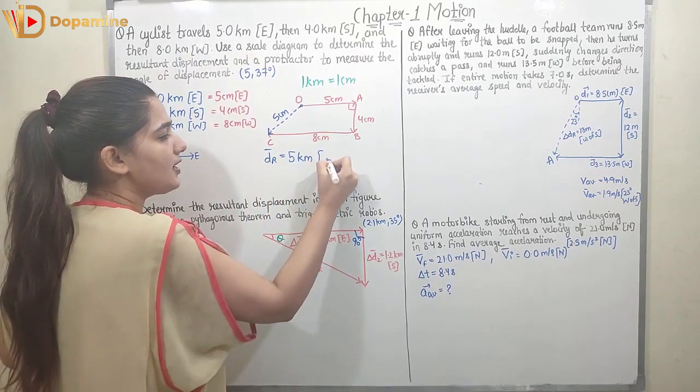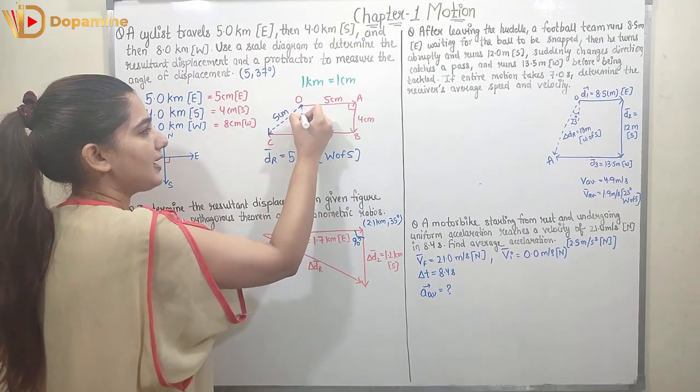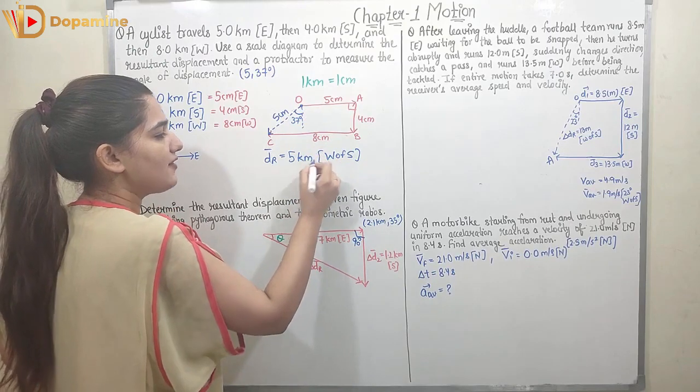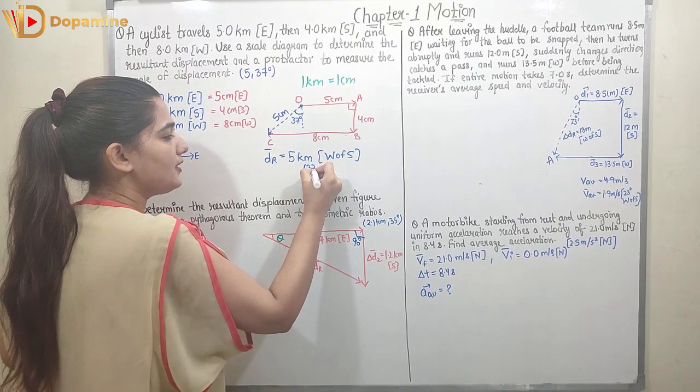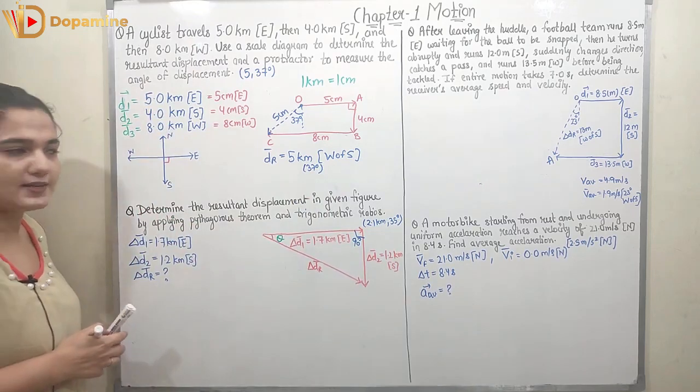So what is the direction? It is west of south, right? And if you measure the angle, it comes out to be 37 degrees. So 5 km west of south at 37 degrees, right? So this is how we can find the resultant displacement.